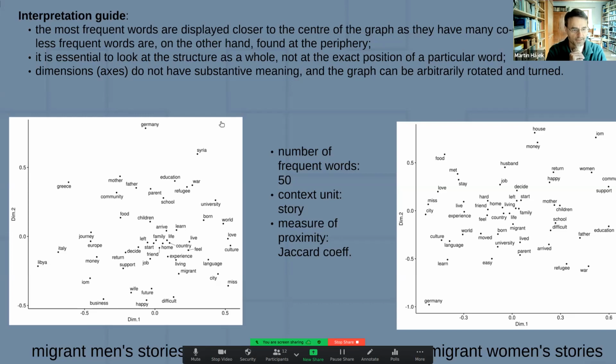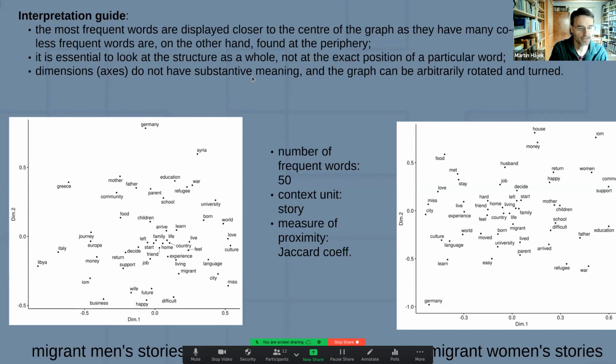Thank you. This is the third point. So thank you for this good question. These dimensions have no substantial meaning. The graph can be rotated, and these dimensions are important for the program, for the procedure, to create the graph. The words have coordinates to make a picture, but there is no interpretation for it.